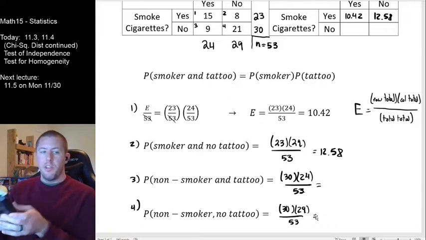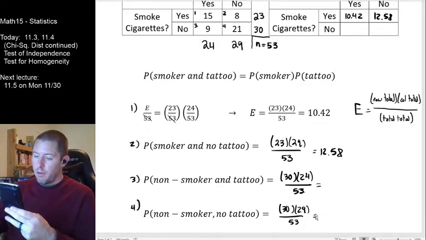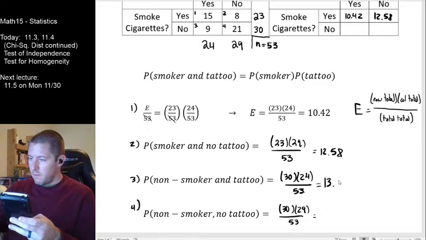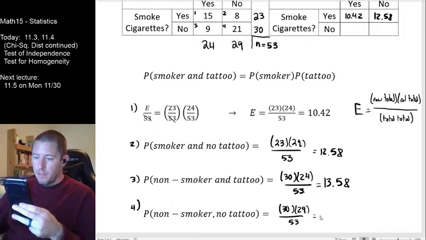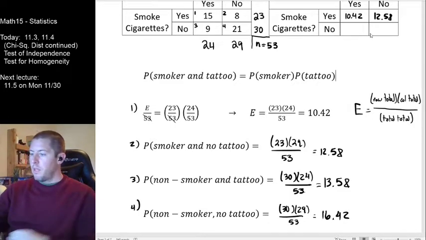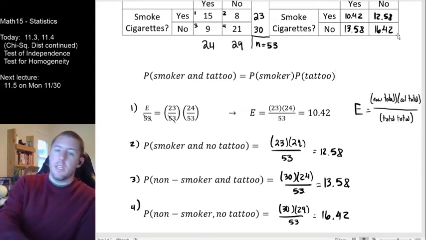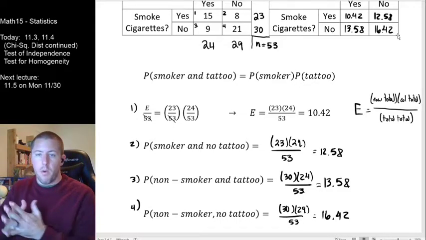And let's go to the calculator, get these two, throw them in our table, and we'll be ready to compute our chi-squared test statistic. So I've got 30 times 24 divided by 53, and 30 times 29 divided by 53. And I'm getting my two expected counts of 13.58 and 16.42. So 13.58 went here, and 16.42. All right, so these are the counts that I expected to get if I'm going to perform this calculation.